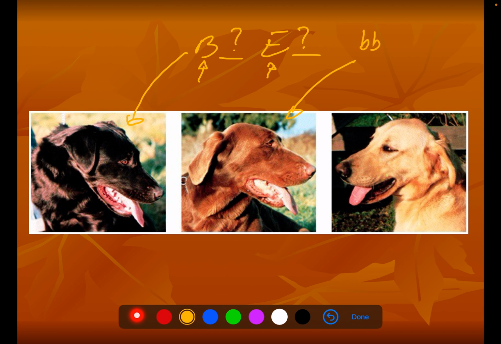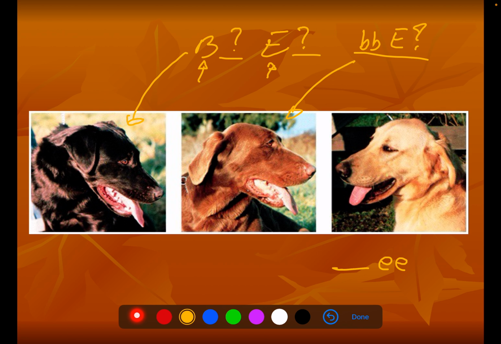That's the only way to be chocolate. And you have to have at least one big E. Doesn't matter what goes there. We actually know more about this dog than we know about the black dog. And what about the yellow lab? Okay, well, the yellow lab is very definitely little e. But can we figure out what it has, black or brown?